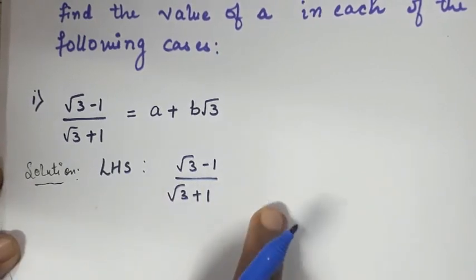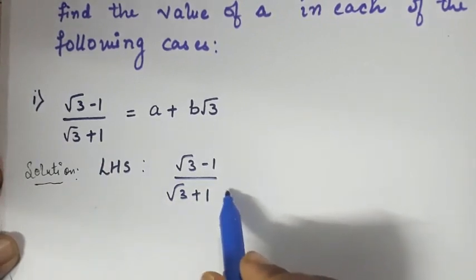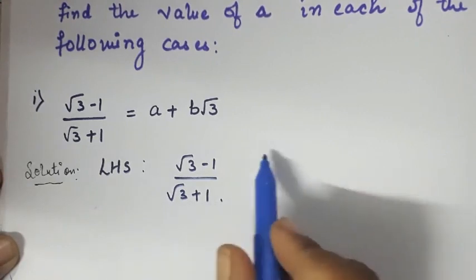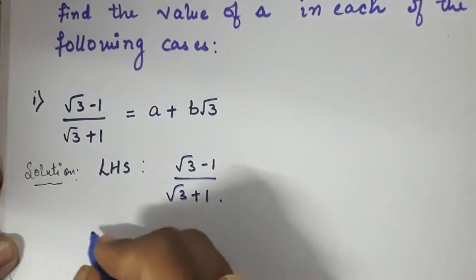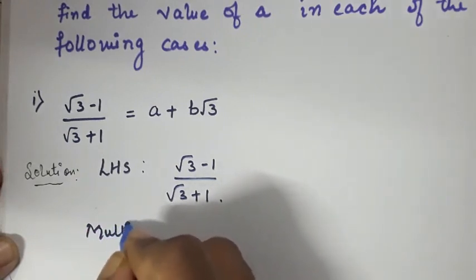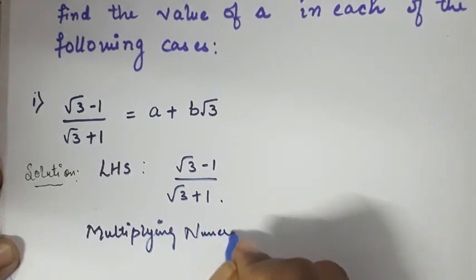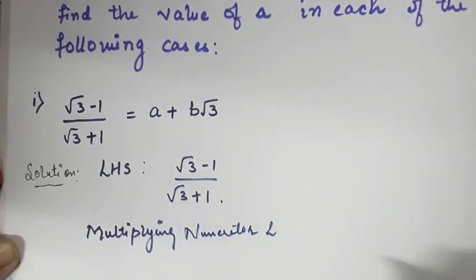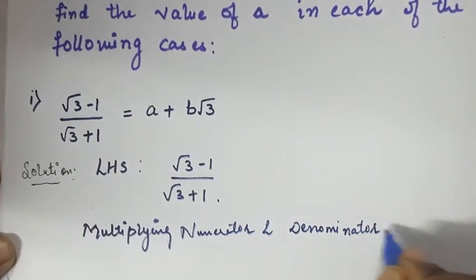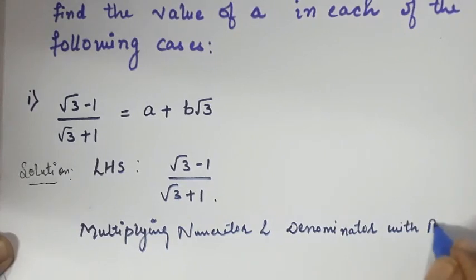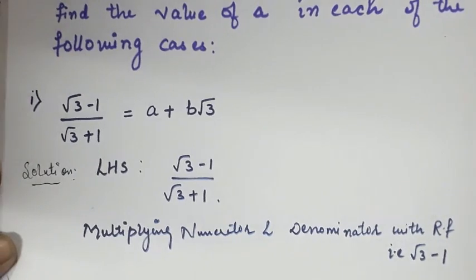As here the denominator is root 3 plus 1, the rationalizing factor will be its conjugate, that means root 3 minus 1. According to the mathematics rule, if we are multiplying something with the denominator, then we need to multiply the same thing with the numerator also. So first of all what we will do, multiplying numerator and denominator with the rationalizing factor, that is root 3 minus 1.